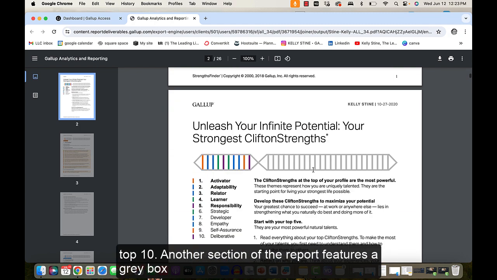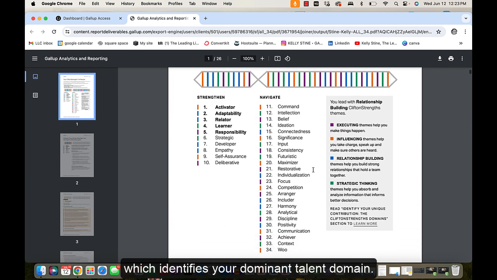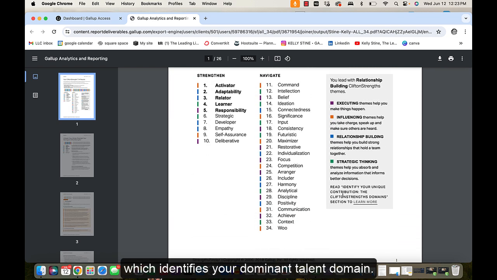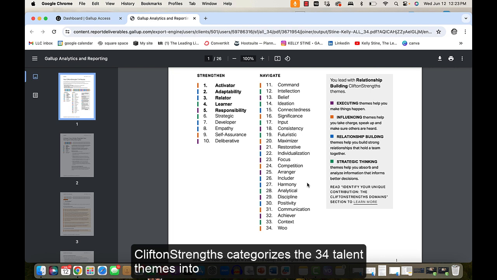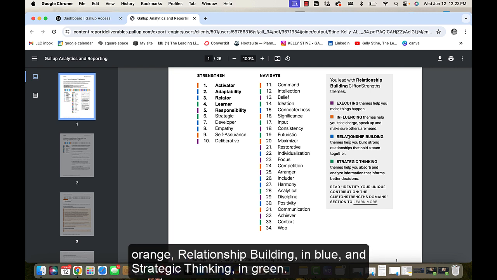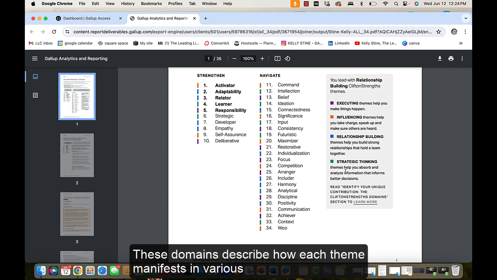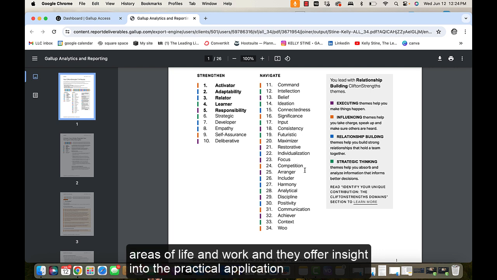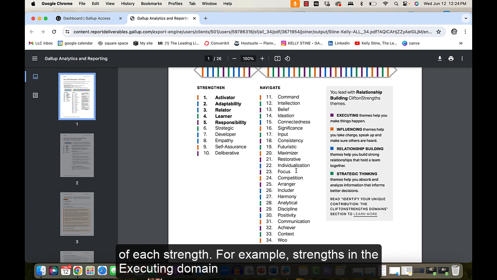Another section of the report features a gray box, which identifies your dominant talent domain. CliftonStrengths categorizes the 34 talent themes into 4 domains, and they are executing in purple, influencing in orange, relationship building in blue, and strategic thinking in green. These domains describe how each theme manifests in various areas of life and work, and they offer insight into the practical application of each strength.